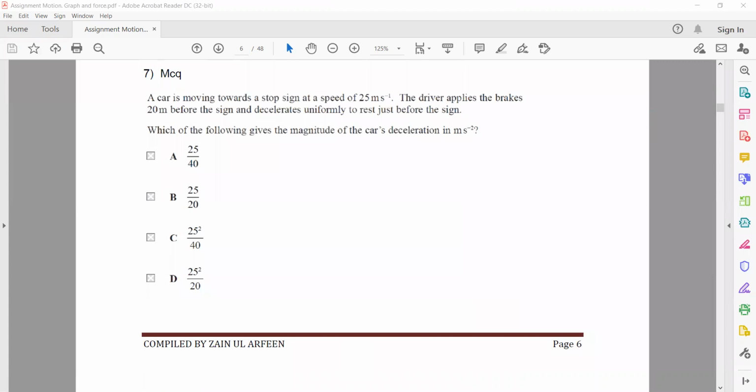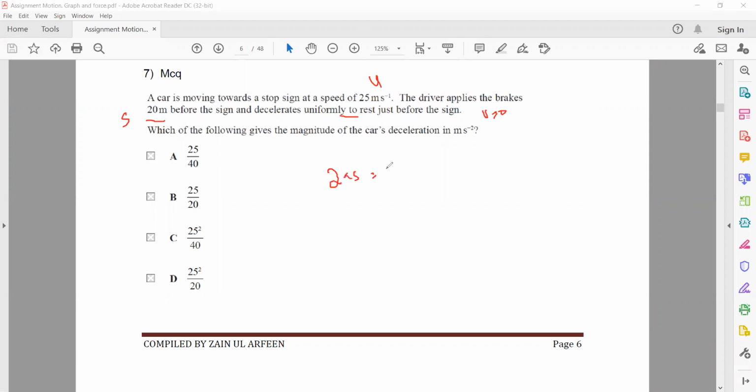In question 7, a car is moving towards a stop sign at a speed of 25 meter per second. The driver applies the brake 20 meters before the sign and decelerates uniformly from rest before the sign. Which of the following gives the magnitude of the deceleration? So this is the initial speed. He applies the brake, so he will stop. So the final speed is 0. The distance moved, and it is deceleration.